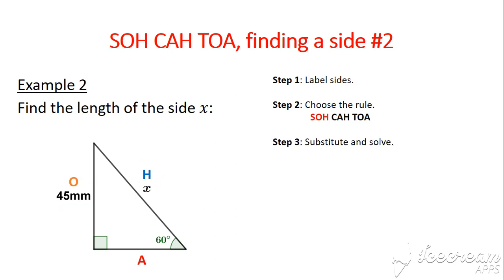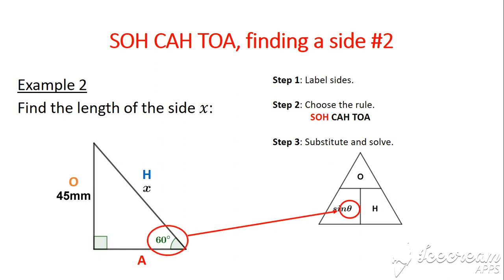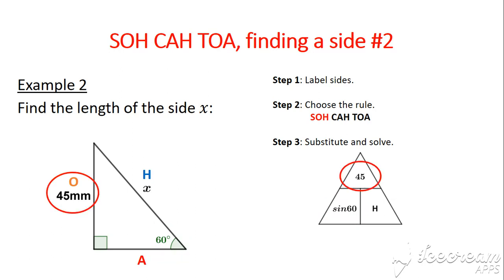All right, step 3, substitute and solve. So here's the sine triangle, S in the bottom, O at the top, H at the bottom right. S represents sine of theta. We know theta is 60 degrees, so we're going to go sine of 60. We know O is 45, so we're going to replace that with 45. And H is a side that we don't know, so we're going to leave it as x. So because they are on top of each other, we're going to use a divide.